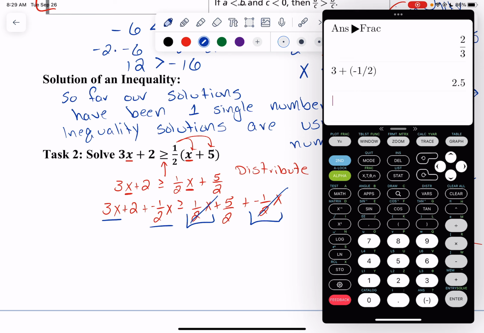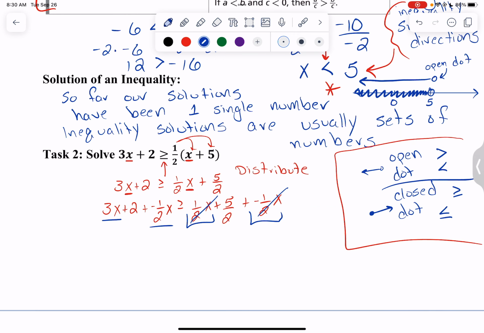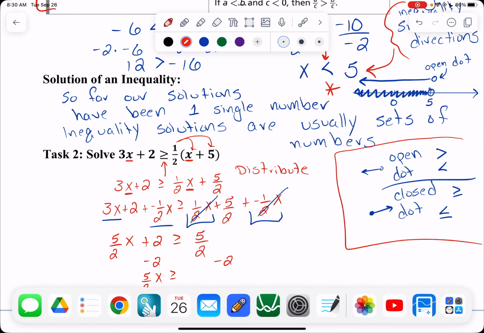We don't want a decimal. I hit the math button. Enter, enter, 5/2. Okay, so 5/2. Go away. Okay, so on the left side here, I have 5/2 x plus 2 is greater than or equal to 5/2. Again, we didn't do anything where we have to flip our inequality. Now I'm going to subtract 2 from both sides. So 5/2 x is greater than or equal to 5/2 minus 2.